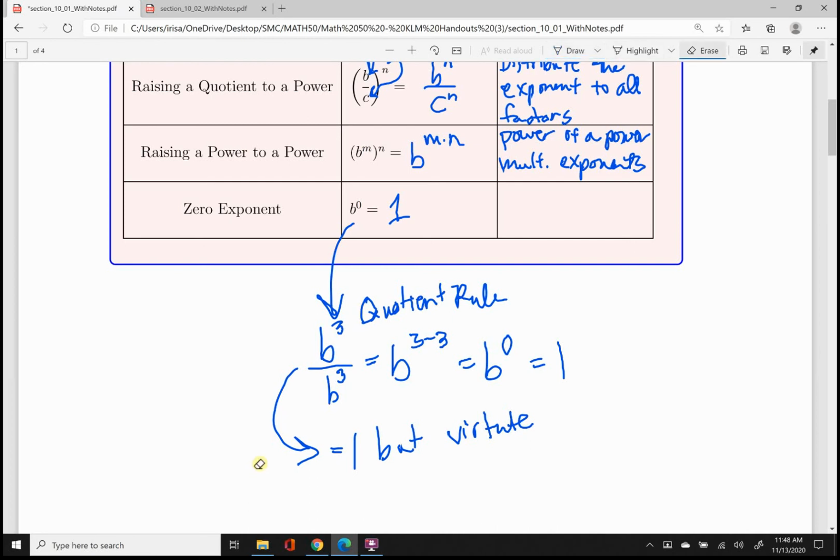Virtue, that's not how you spell virtue. Let's try that again. Of by, that's supposed to be a Y right there. All kinds of sloppy with my handwriting. By virtue of being a fun one.